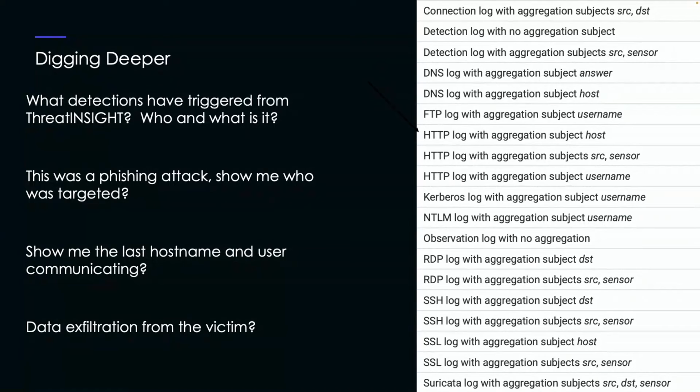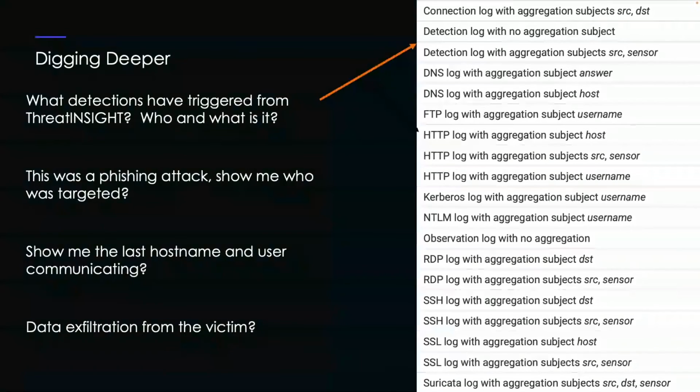So having that capability, with all types of data points coming in from Threat Insight, as well as other data points coming into Sumo, we can now do some immediate correlation and tell a story, right? So let's take, for example, the first one, detections that have triggered from Threat Insight. Who and what is it?